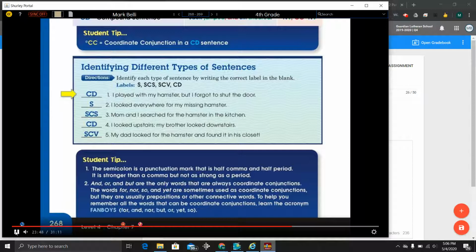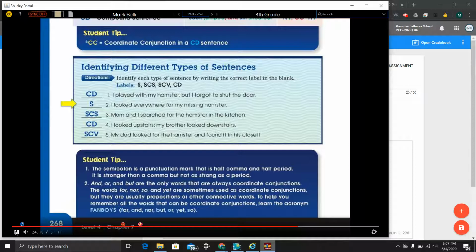I played with my hamster, but I forgot to shut the door. Number 1 is a compound sentence. Did you recognize the comma and coordinate conjunction that have been added to this sentence to make it a compound sentence? Be on the lookout, because sometimes certain punctuation can give you the answer to what type of sentence you're working with. Sentence 2. I looked everywhere for my missing hamster.